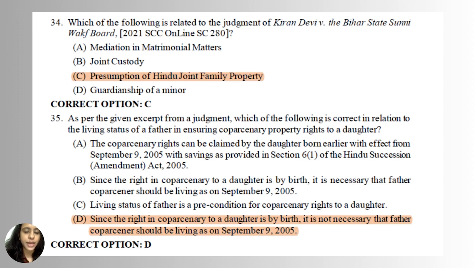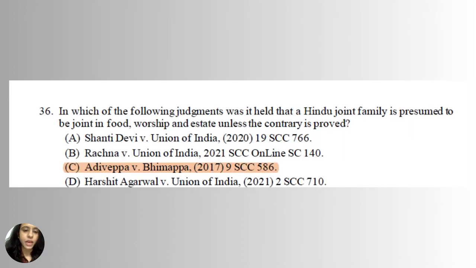Next question was that as per the judgment, which of the following is correct in relation to the living status of the father? This was actually the main reasoning of the Vineeta Sharma judgment, which was that since the right in coparcenary to a daughter is by birth, it is not necessary for the father to be alive on the date on which this amendment came into picture. So that is why option D was the right answer. The last question was which of the following judgments has held that a Hindu joint family is presumed to be joint in food, worship and estate? The correct answer was Adiveppa versus Bhimappa.